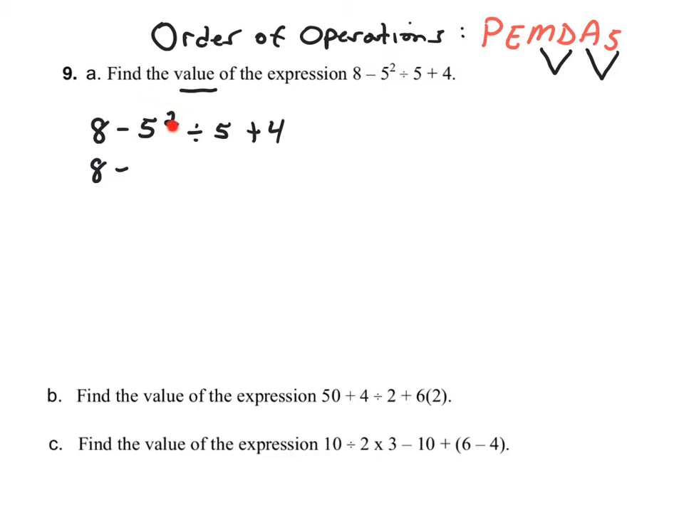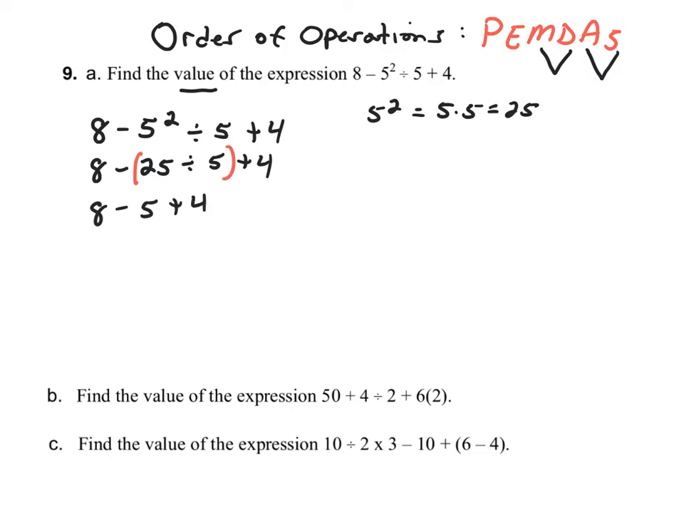So we're looking at 5 to the second power, and 5 to the second power doesn't mean 5 times 2, it means 5 times 5, which is 25. So 8 minus 25 divided by 5 plus 4. Next thing we look for is, are there any parentheses here? No. Are there any exponents? No. There is a multiply and/or divide. So what I like you to do is put parentheses around that so you know to do that next. So then we say 8 minus 25 divided by 5 is 5, plus 4.